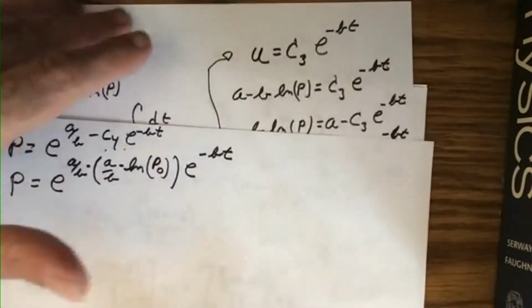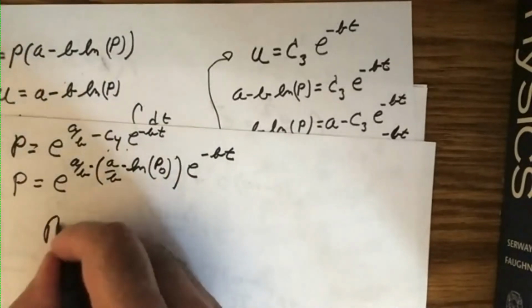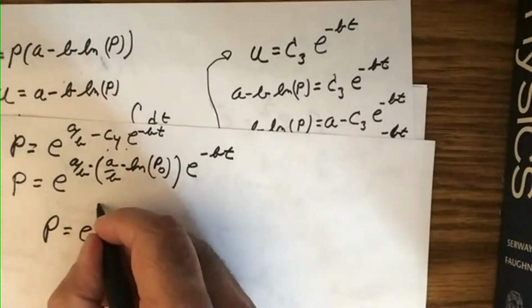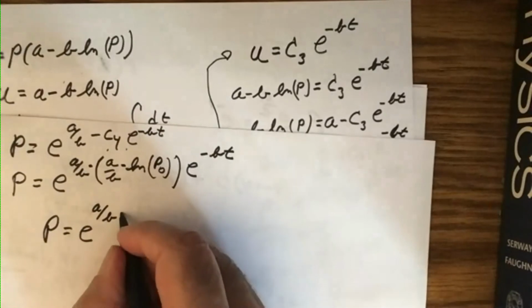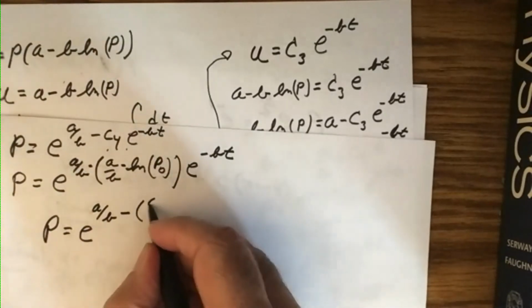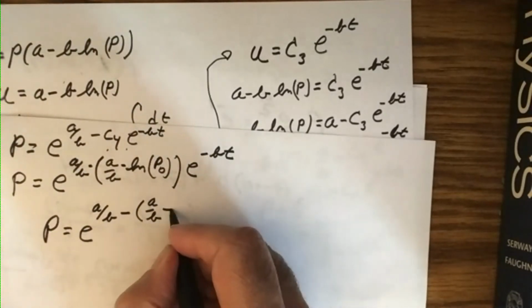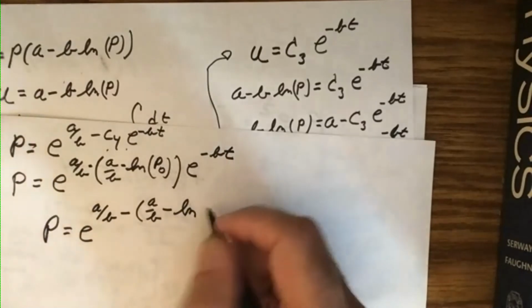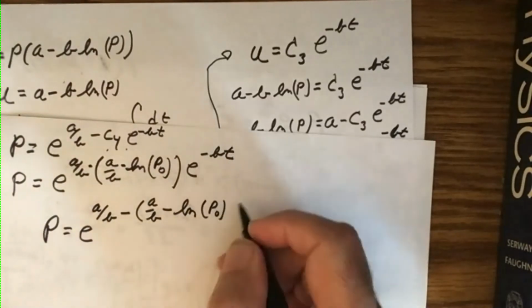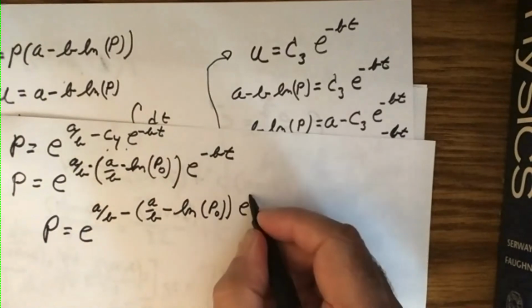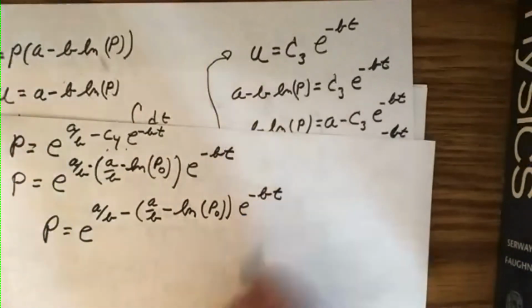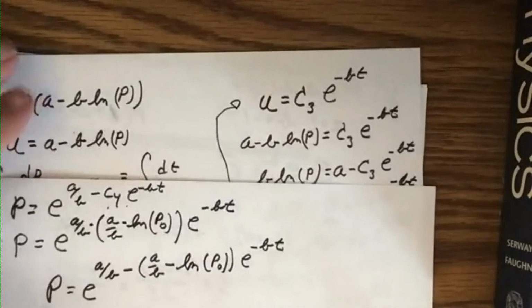And so let me write out my final answer a little bit neater. So my final answer is E to the AB minus AB minus the natural log of P0, E to the minus BT. Let's see, is that the answer in the answer key?